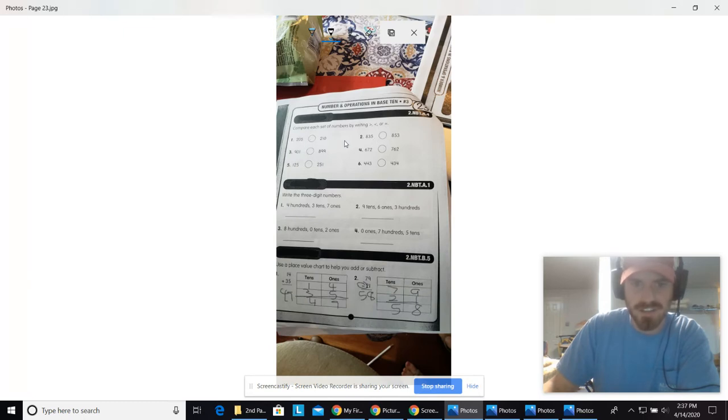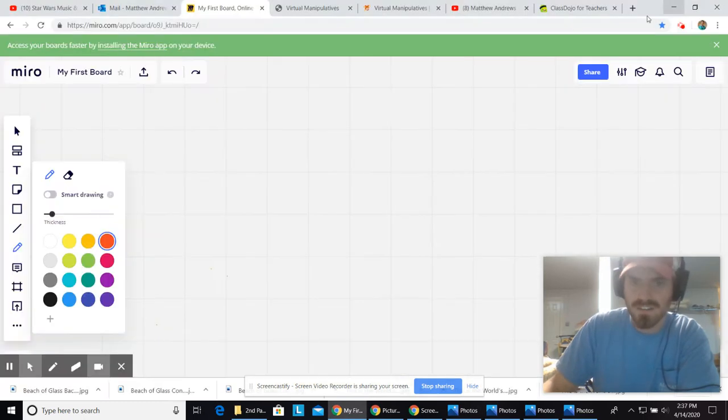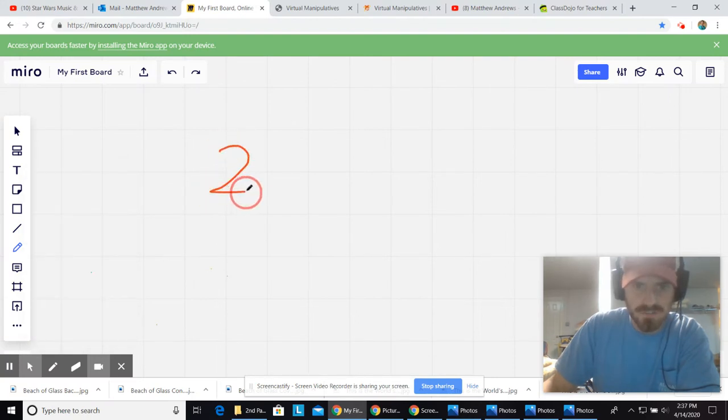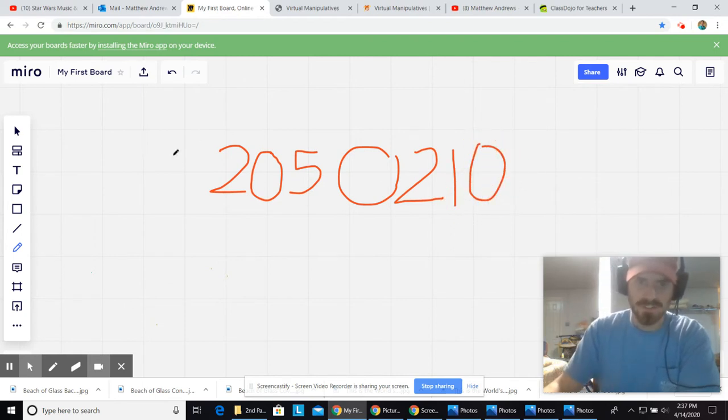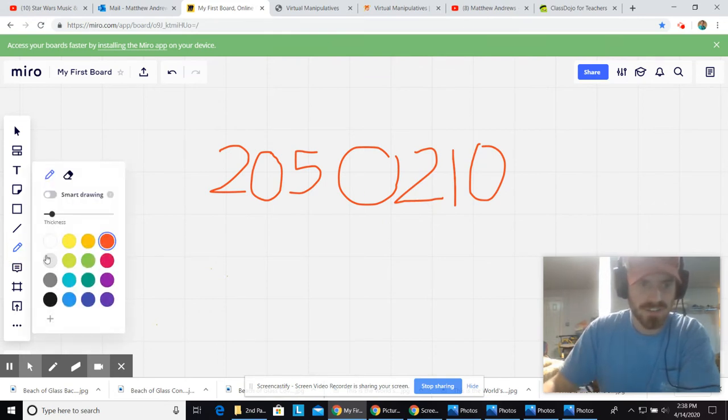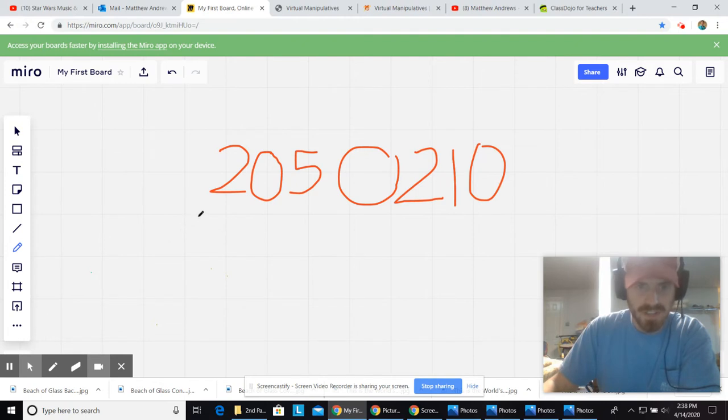So 205 and 210. We want to see which one of these is larger. So, first things first, we want to look at the hundreds place. Since this is a three-digit number, the hundreds place is the highest value my number could go. Let me get a different color here. So, let's look at the hundreds places in both numbers first.